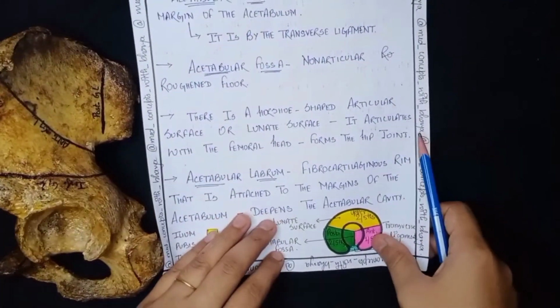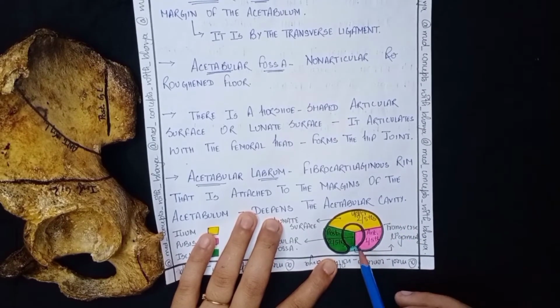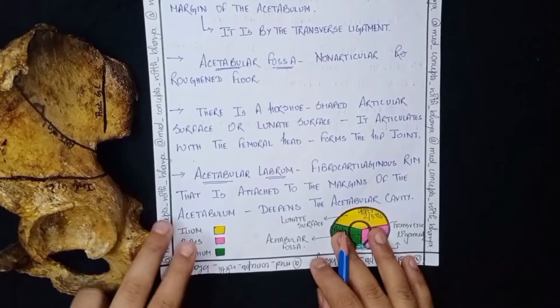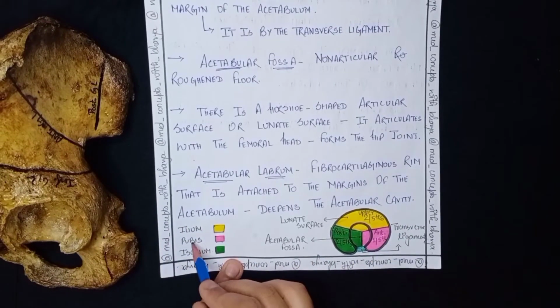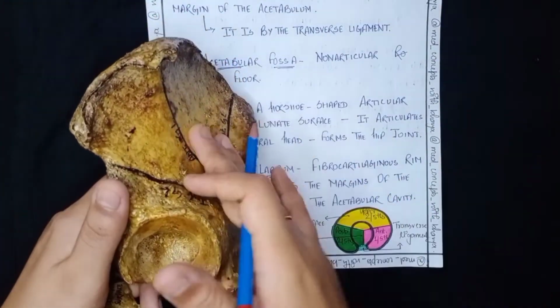I will show it here as well. If you see it here, I have made the diagram of the surface of the acetabulum in 2D plane. This yellow one is the ilium, right? Then the green one is the ischium and the pink one is the pubis. So the yellow one is the ilium, that is the upper part.